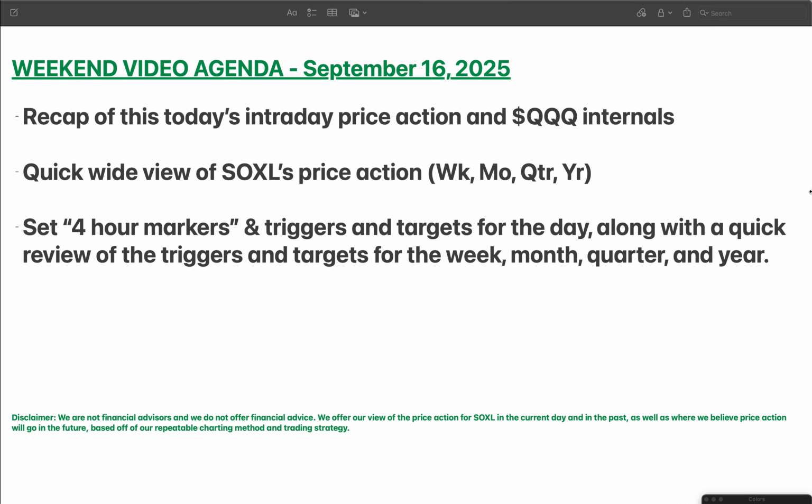So for today's agenda, we're going to get into a recap of today's price action and QQQ internals. We'll do a quick wide view of the price action for SOXL from the week, month, quarter, and year time frames, and then we'll set our 4-hour markers and our triggers and targets for tomorrow, and we'll review the triggers and targets for the week, the month, the quarter, and the year.